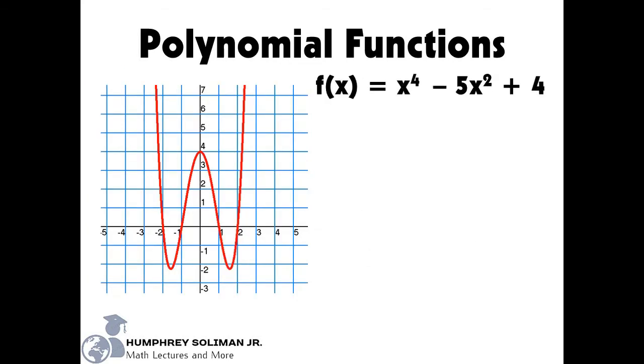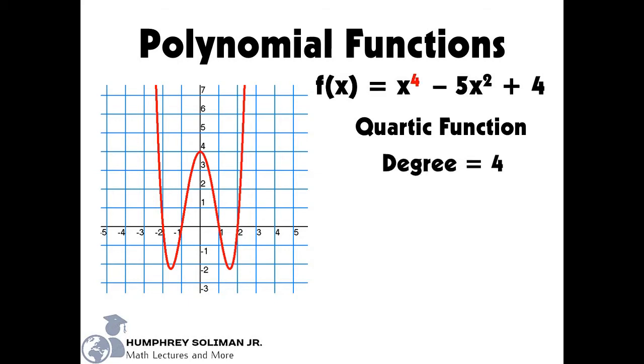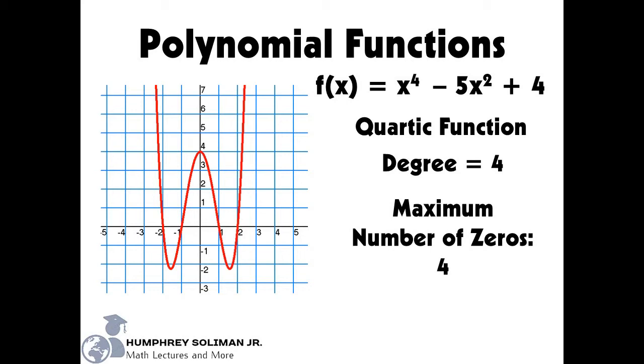The next polynomial function, f(x) = x⁴ - 5x² + 4. This function is called a quartic function. Its degree is 4, and the maximum number of zeros for a quartic function is 4. It means a certain quartic can have no real zeros, 1 zero, 2 zeros, 3 zeros, or 4 zeros.